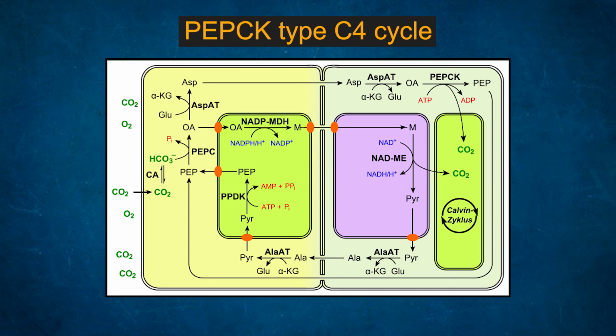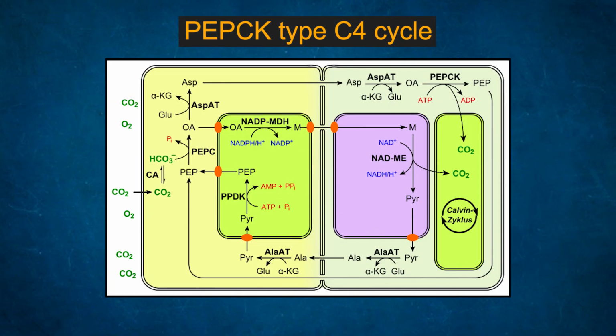Actually, at that point of time it will generate carbon dioxide, and this pyruvic acid again will be converted by aminotransferase to alanine, and this alanine again will lose the amino group and come back to the pyruvate, and in the bundle sheath cell this pyruvate again will be undergoing phosphorylation to produce phosphoenol pyruvate. But why is it PEPCK?